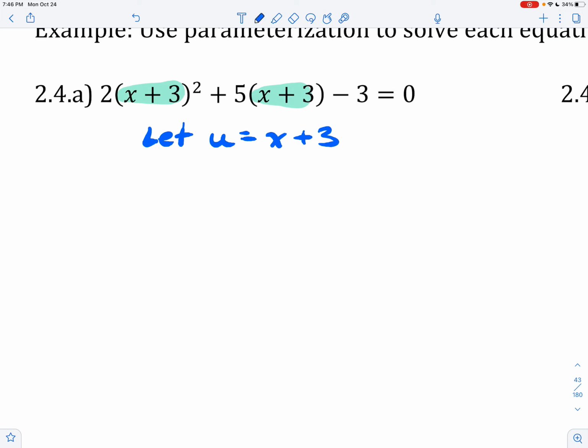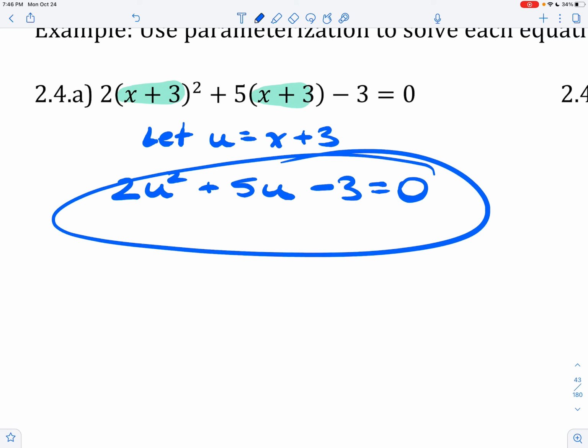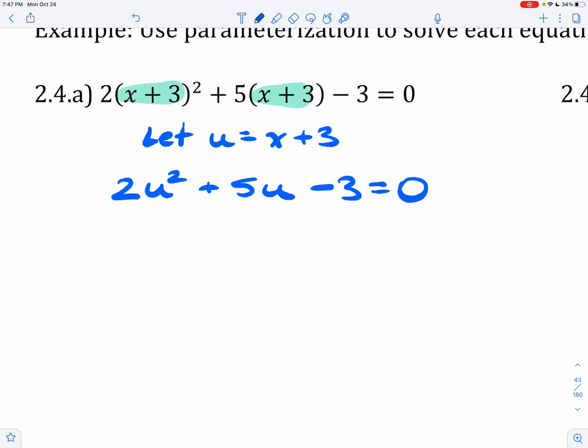In doing so, we can rewrite this equation. Instead of 2 times x plus 3 squared, it'll be 2u squared. Instead of adding 5 times x plus 3, we will add 5u. And then that negative 3 at the end just stays the same. This equation over here is much more directly easy to solve. We can just straight up factor that expression and then break it into cases, and we'll get 2 possible solutions for u that we're familiar with, so we do that.